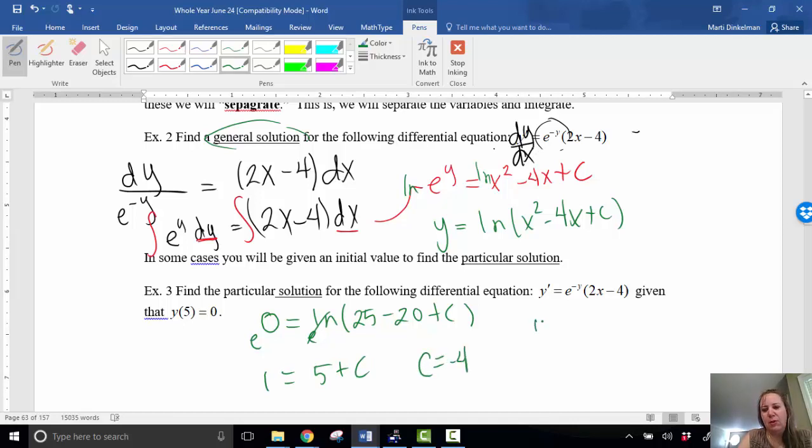And we would want to make sure that we rewrite that whole thing and not just say, oh, we know what c is now. We want to write what the specific, or particular, function or particular solution is going to be.